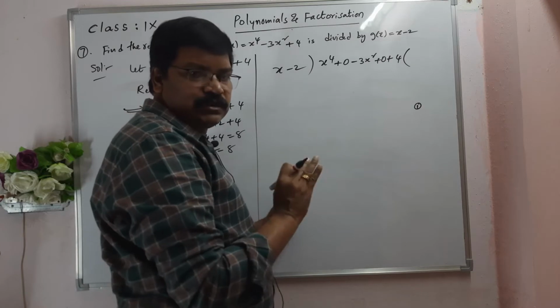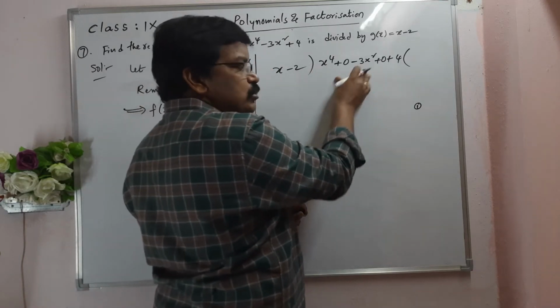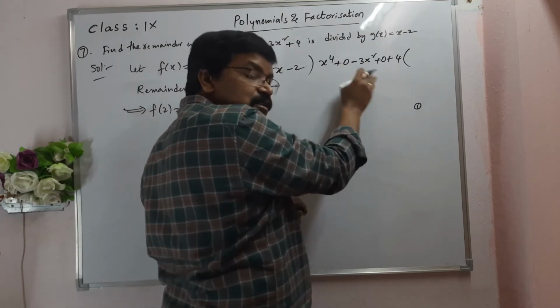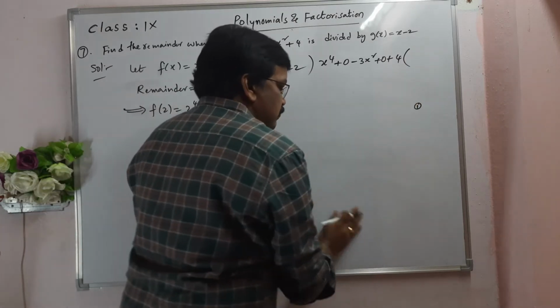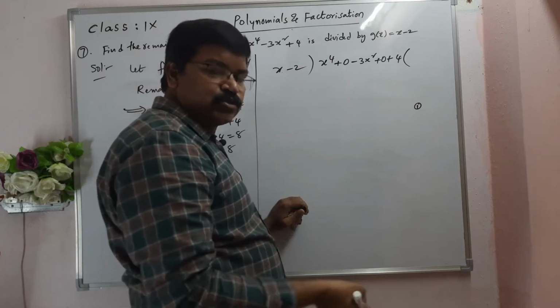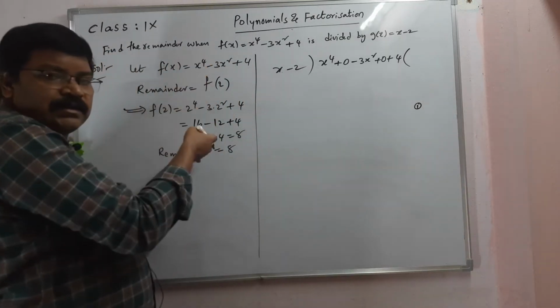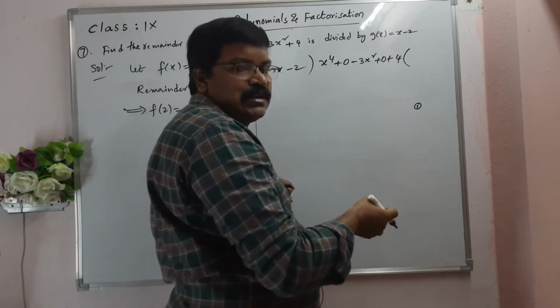So listen carefully, right? This is the dividend. This is the divisor. This is the quotient. Here we will get the remainder. This is actual division. What are we going to do here now? We already found the remainder by the remainder theorem. Now by actual division we are finding the remainder.